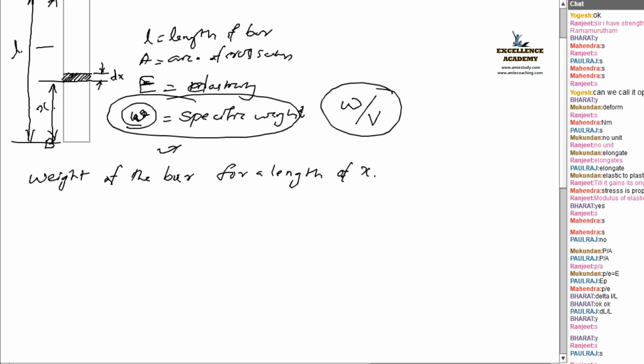I know the specific weight. What is specific weight? Please answer, all of you. What is specific weight? Weight per unit volume. Am I right?